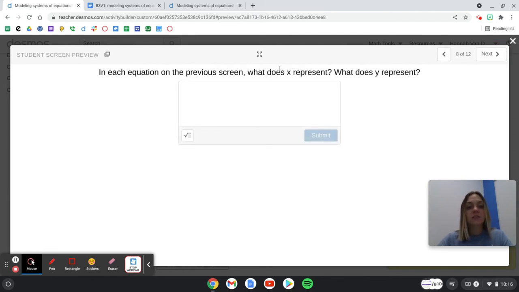We're going to go to screen 8. It says, in each equation on the previous screen, what does X represent and what does Y represent? Similar to our first problem, X is going to tell me how many or how much over a period of time. And Y is going to tell me my total amount of money left in my bank account, or how much money is there. So I need to figure out what happens over and over again.